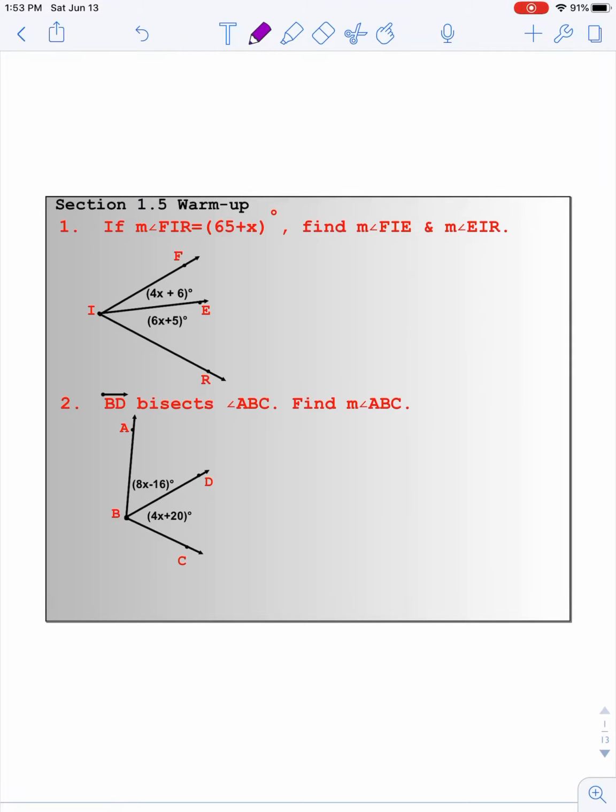Section 1.5. In this section, we're going to examine angle pair relationships. We're going to have some new terminology and some old terminology, and then we're going to use those angle pair relationships to find angle measures. So here's a warm-up from what we worked on with angle bisectors and angle addition. Why don't you try this problem, and then we'll go through the answer.